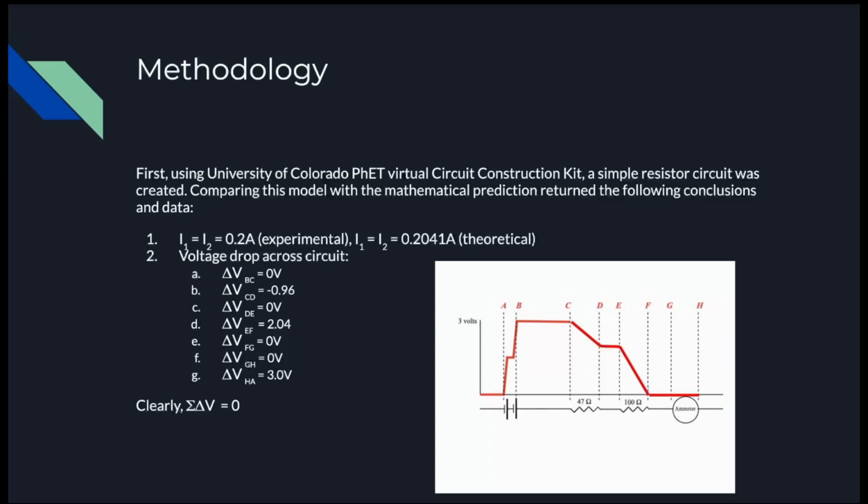Additionally, the voltage drop was measured across every component of the circuit, and those values are shown numerically as well as graphically on this slide. Importantly, you can see there that the sum of the potential differences across the whole loop is 0, which is consistent with Kirchhoff's loop rule, which we discussed just now.